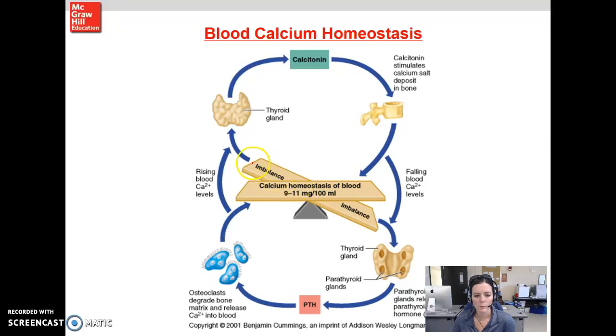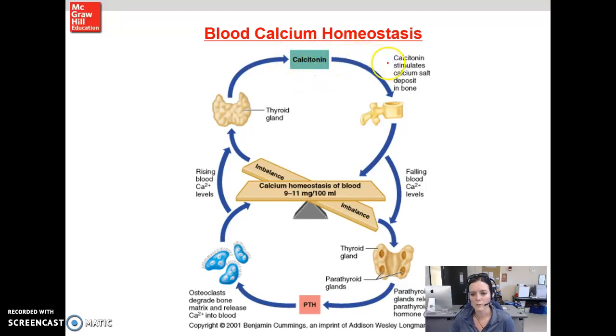One, let's say that our blood calcium level gets too high. That means we have too much calcium in our bloodstream and we need to find ways to take it out of the blood and put it somewhere else. One of the major things that's going to happen is that our thyroid gland, a gland of the endocrine system here in our neck, is going to secrete a hormone called calcitonin. Calcitonin is secreted when blood calcium levels are high. So if you think about this diagram, calcitonin is at the top. When blood calcium levels get high, that's when calcitonin gets secreted.